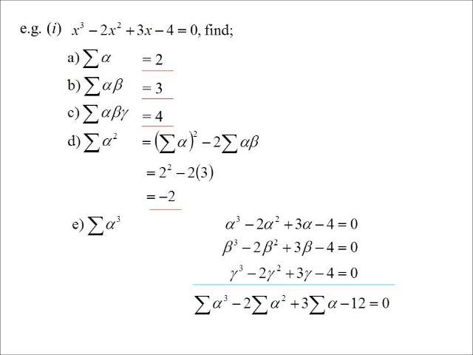And I can sub in each of those expressions. And so basically, it takes the form of the actual equation. The only thing we have to be careful with is the constants. Because you'll notice I've got minus 12, not minus 4. Now, that happens because we're finding the sum of the roots cubed.